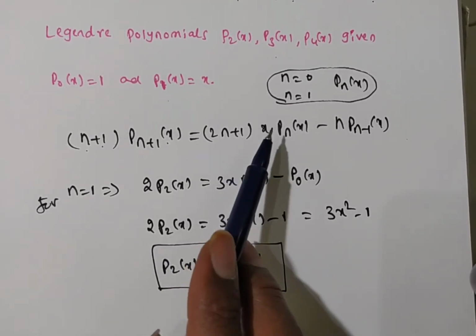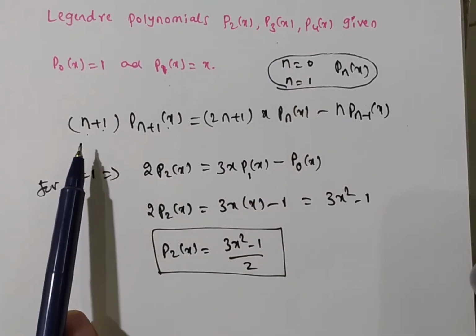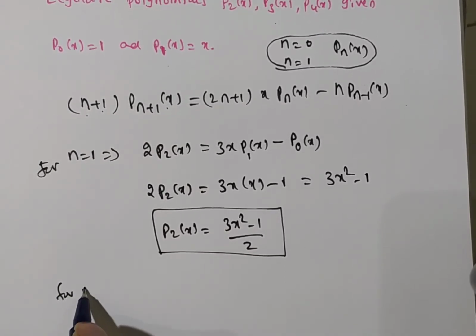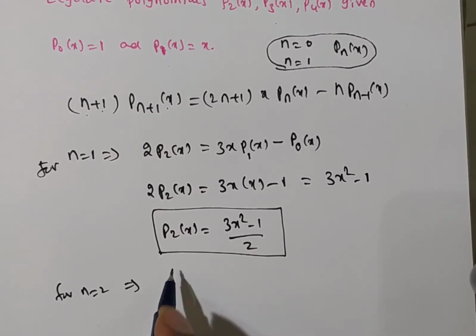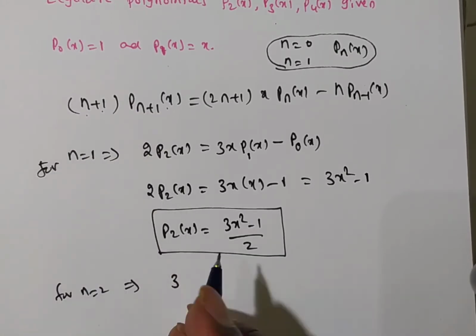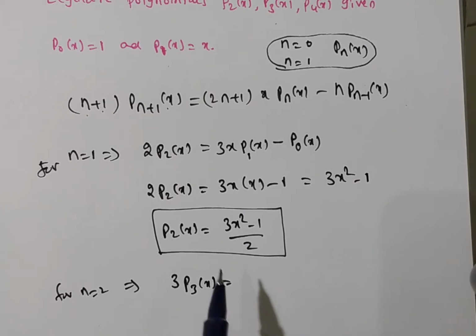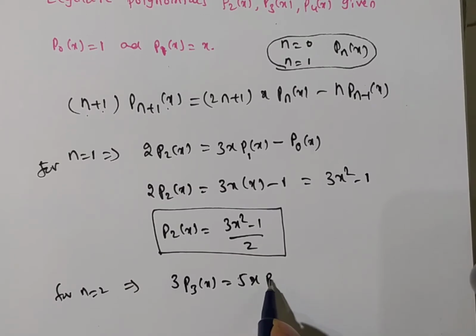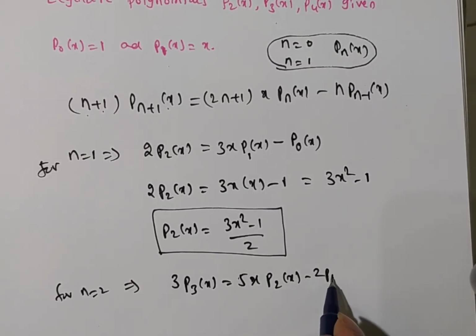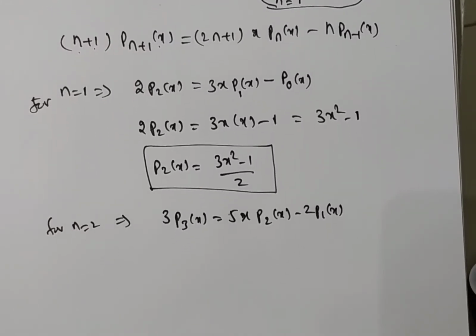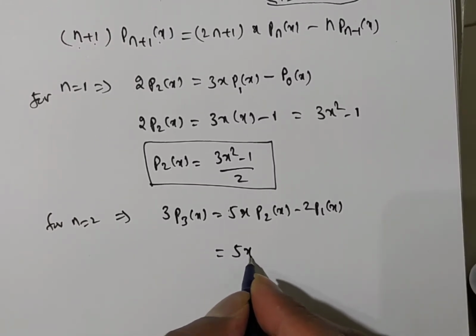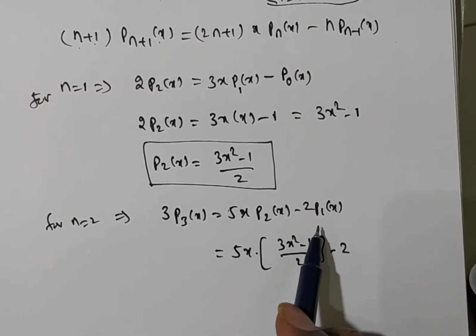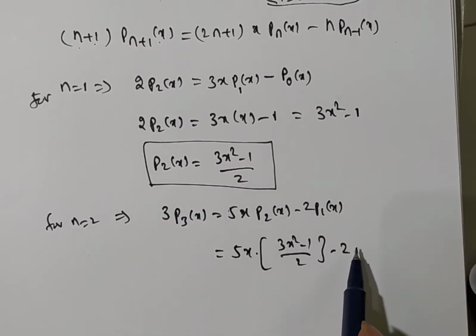Next, what do I have to find? P3 of x. To get P3 of x, what do I substitute in the recurrence relation? n = 2. For n = 2, 2 plus 1 is 3, so 3 P3 of x = (4 + 1), that is 5x into P2 of x, minus 2 into P1 of x. Now 5x into P2 of x, which is (3x² − 1)/2, minus 2 into P1 of x, which is x.